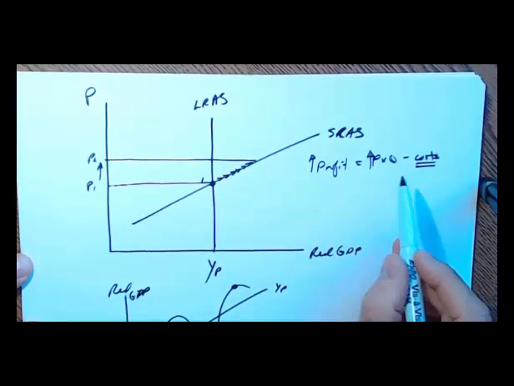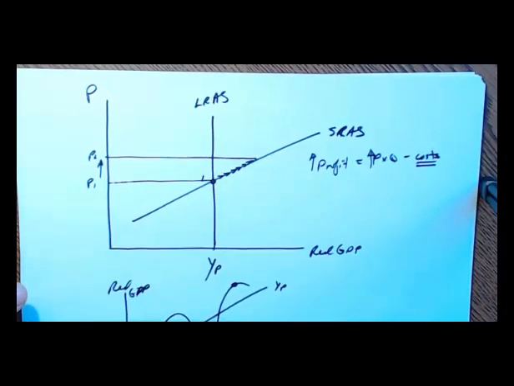So wages are going to go up. We just talked about that. When wages go up, what happens to the aggregate supply curve?